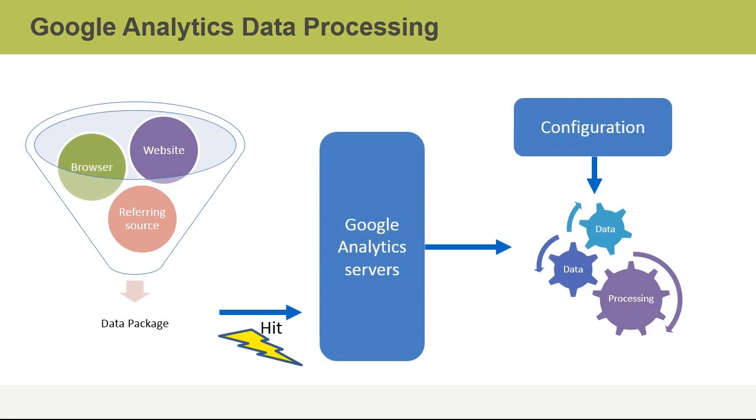Now, regardless of where your data comes from, once it has arrived at the Google Analytics servers, it moves to the next step, which is the data processing step. It's at this stage that the raw data collected gets turned into something that's more usable. During the data processing step, your configuration settings are applied to the data, and you can also choose to have filters applied to your data.